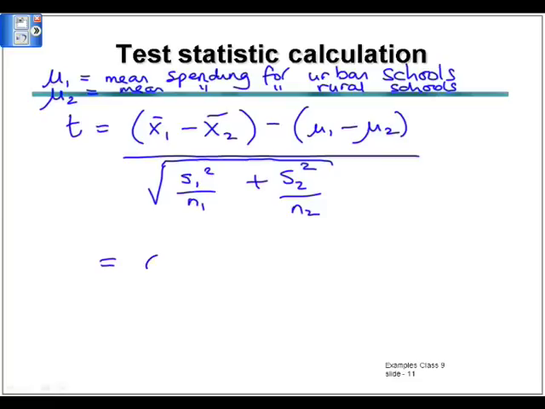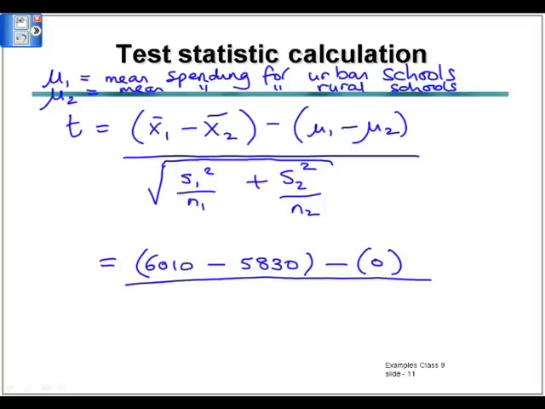Now notice that our hypothesized mean difference is going to be 0. We're looking to see if there's a difference. So we have a hypothesized mean difference of 0. And also from here, we now have our standard deviation values. So the standard deviation, 600 squared divided by sample size 1, and 500 squared divided by sample size 2. Both samples are 35, so we can do this calculation.